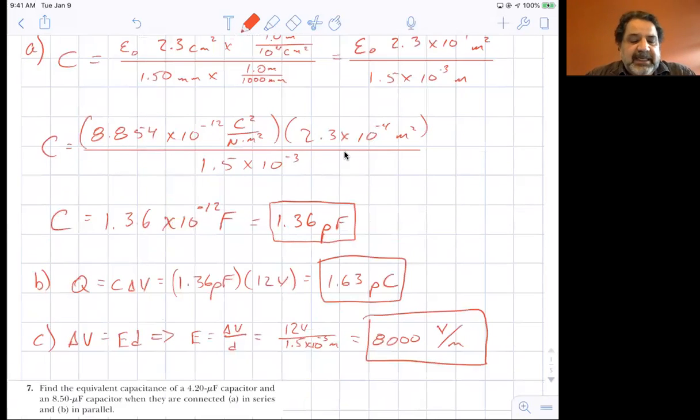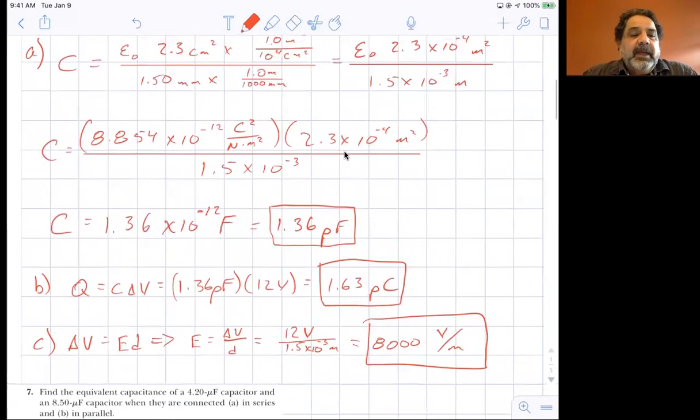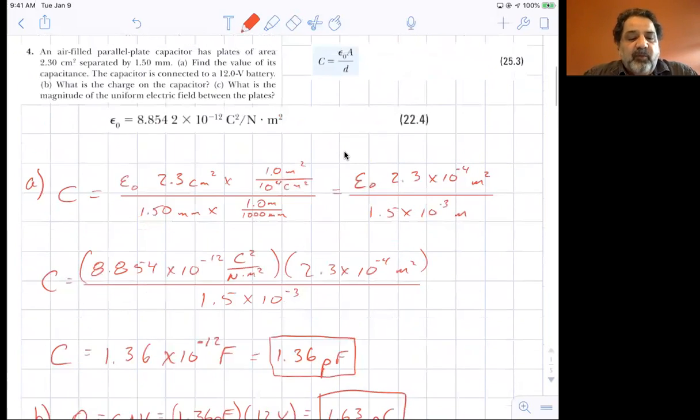Delta V is equal to E D, the electric field times the distance. So E is equal to delta V divided by D. So it's 12 volts, that's volts, 12 volts divided by 1.5 times 10 to the minus 3 meters equals 8,000 volts per meter. And that's the completion of problem 4.